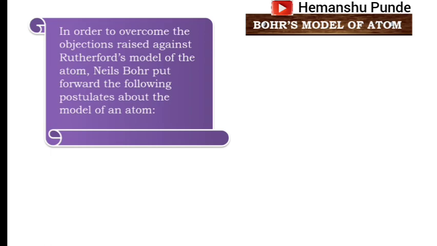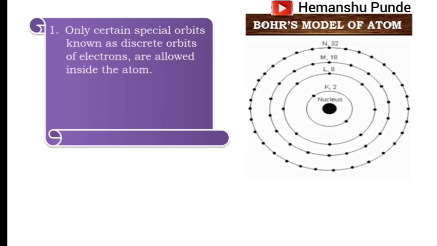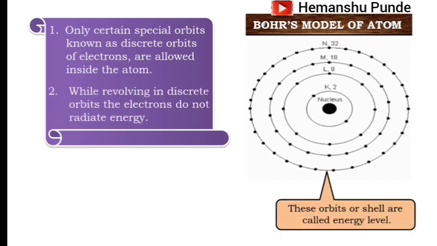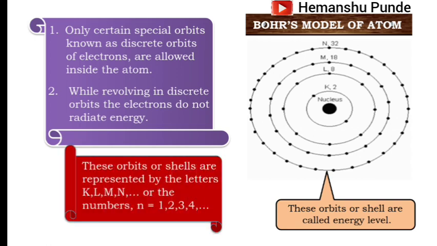Now let's see Bohr's model of an atom. In order to overcome the objection raised against Rutherford's model of the atom, Niels Bohr put forward the following postulates about the model of an atom. The first postulate was that only certain special orbits, known as discrete orbits of electrons, are allowed inside the atom. While revolving in discrete orbits, the electrons do not radiate energy. These orbits or shells are called energy levels.